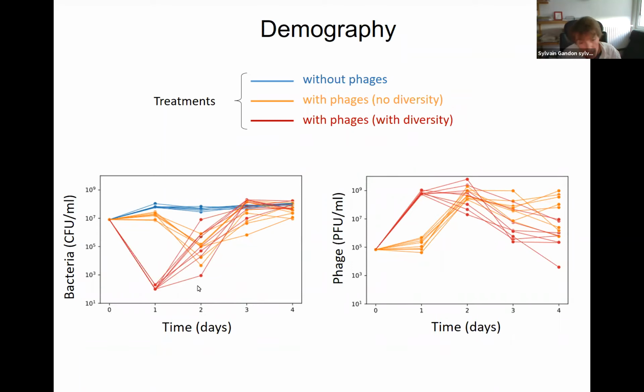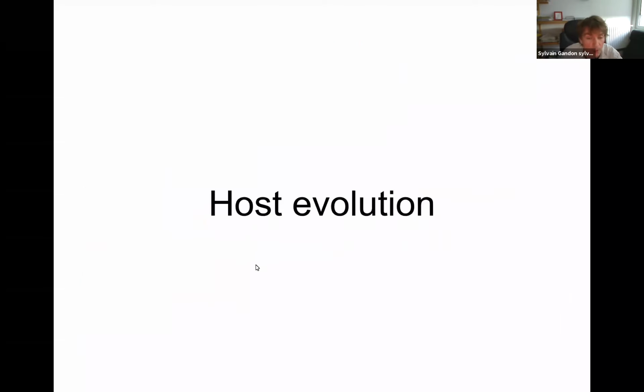But then again, by day 2 and day 3, the bacteria recover. And again, they reach a carrying capacity by day 4. So there is quite a lot of variation among replicates. So it's hard to say what's going on without going into the detail of the genetics behind this pattern. So that's what we looked at first.